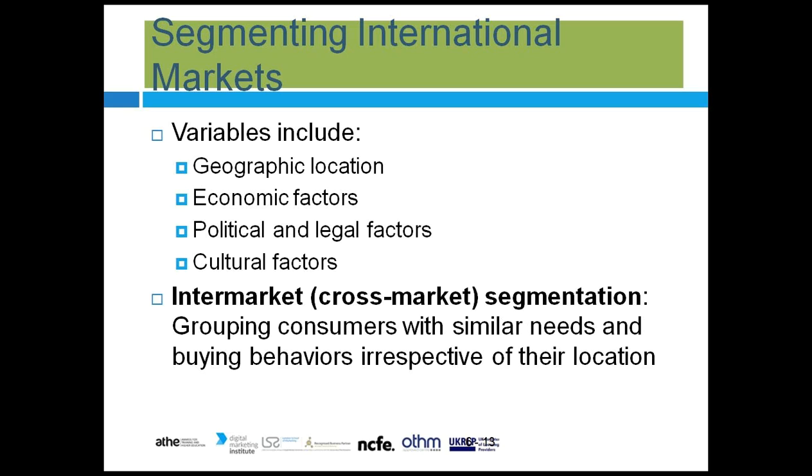Think about the example of McDonald's that I gave you. McDonald's can segment their product according to the culture, religion, and beliefs of the people. We need to make sure we have a product that meets the needs and wants of the customer. Intermarket or cross-market segmentation means grouping consumers with similar needs and buying behavior irrespective of their locations.